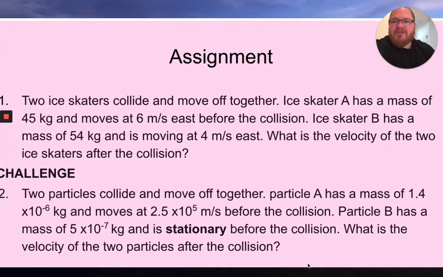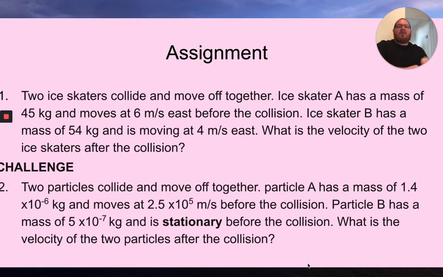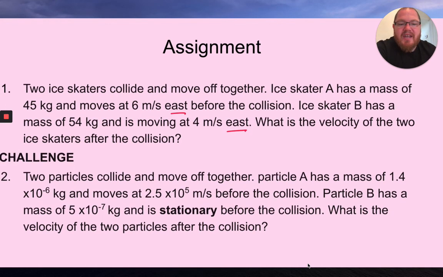Your first question: two ice skaters collide and they move off together. Ice skater A has a mass of 45 kilograms and they move at 6 meters per second. East is giving you a direction there, but again, what is important is that that's east and that's also east. So it's essentially the same direction there. Okay, what is the velocity of the two after? Then you challenge there. You're just dealing with bigger numbers, or smaller numbers, I should say.